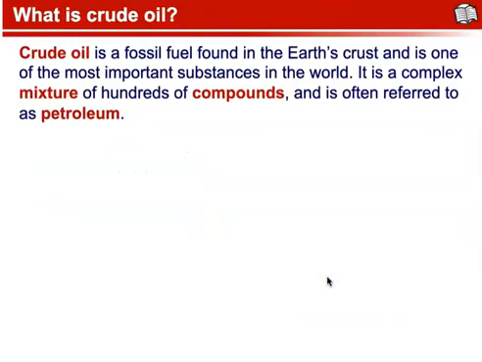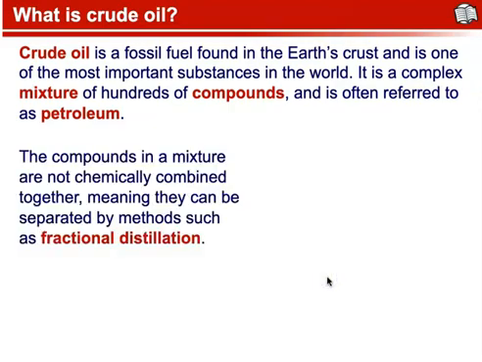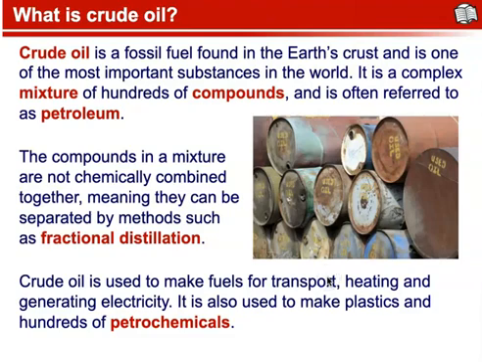What is crude oil? Crude oil is a fossil fuel found in the Earth's crust and is one of the most important substances in the world. It is a complex mixture of hundreds of compounds and is often referred to as petroleum. The compounds in a mixture are not chemically combined together, meaning they can be separated by methods such as fractional distillation. Crude oil is used to make fuels for transport, heating, and generating electricity. It is also used to make plastics and hundreds of petrochemicals.